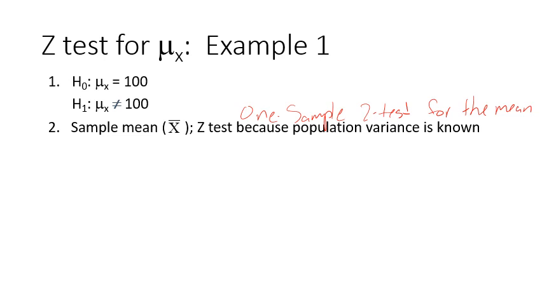So again, in this one, the problem here is just saying sample mean z-test because the population variance is known, which justifies it. I'm not super picky on this as long as I understand what test you're doing.